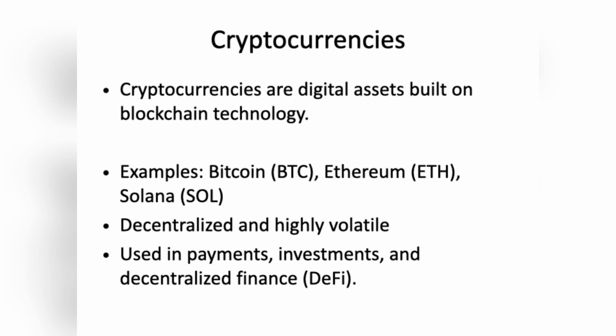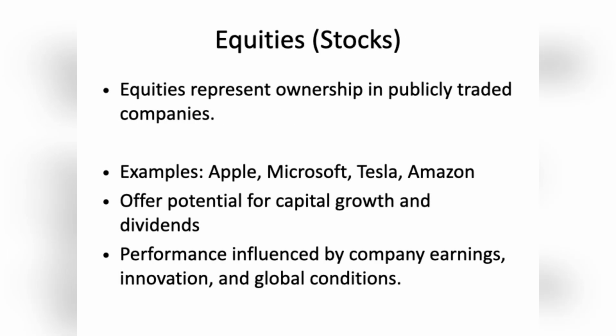Now let's talk about the new kid on the block, cryptocurrencies. These are digital assets that operate on blockchain technology, meaning they're decentralized and not controlled by any government. The most well-known examples include Bitcoin, Ethereum, and Solana. Cryptos are highly volatile. Prices can rise or fall dramatically in a short time, but they also offer exciting opportunities for innovation and growth.